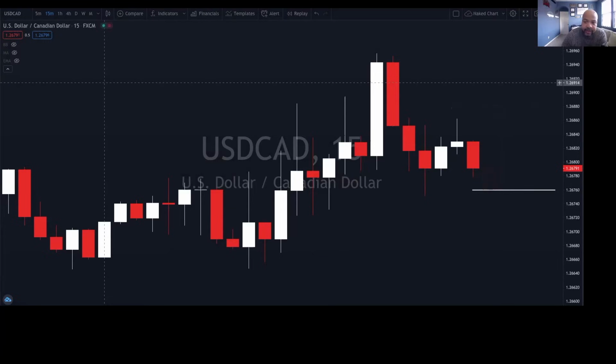So let's do this here. Let's say you believe price will reach here, then continue to go upward. If that's the case, you will want to do a buy stop. So this here is 1.26860. You would do a buy stop, putting in your MetaTrader 4 or whatever platform you're using, 1.26860.